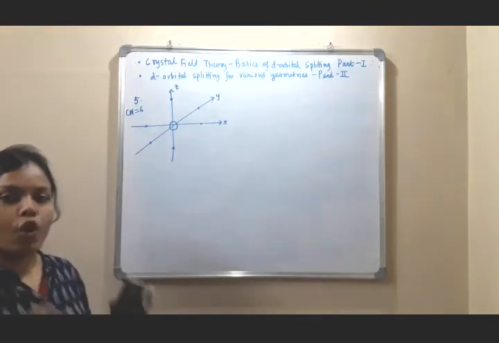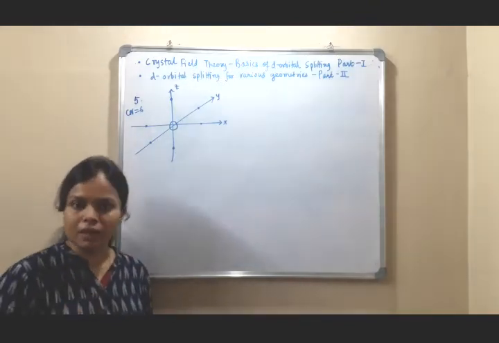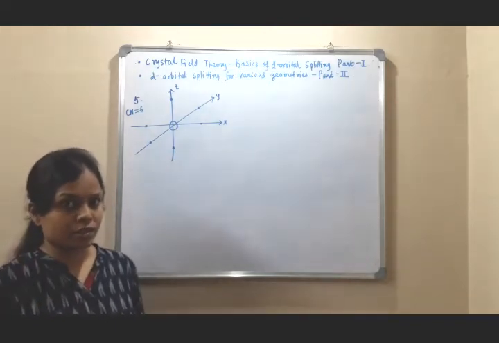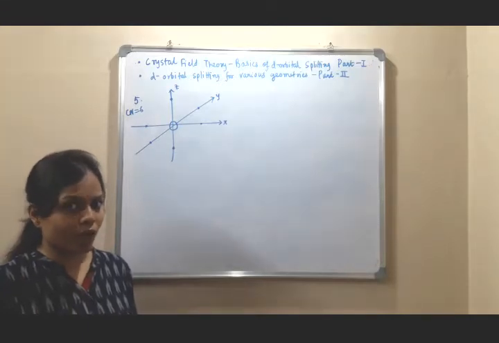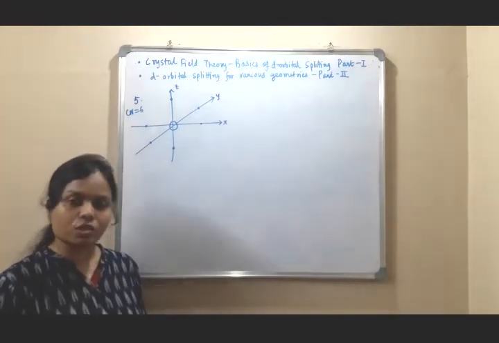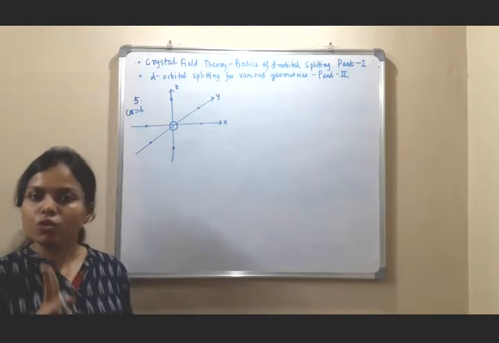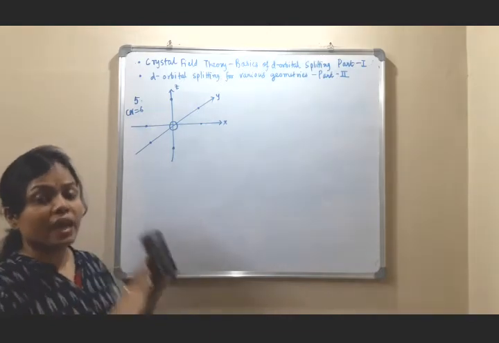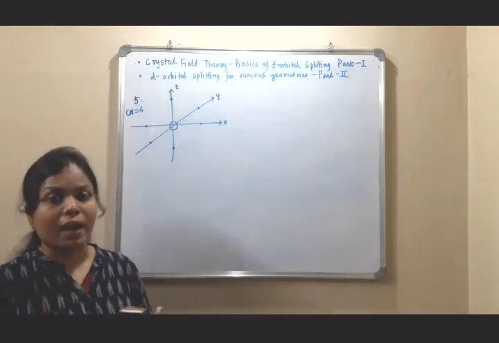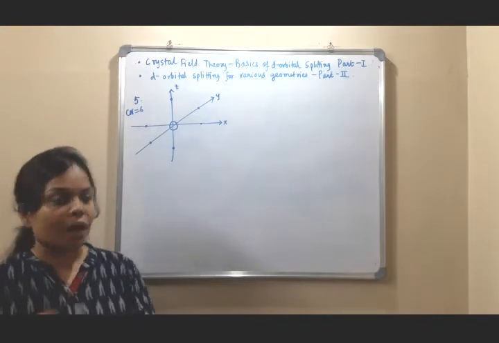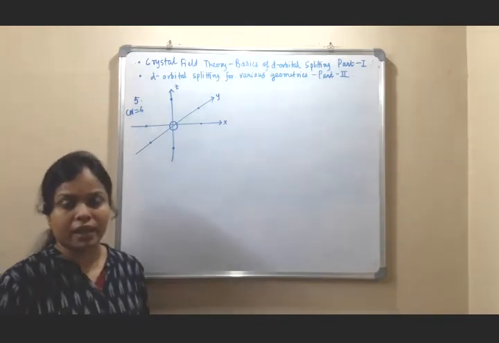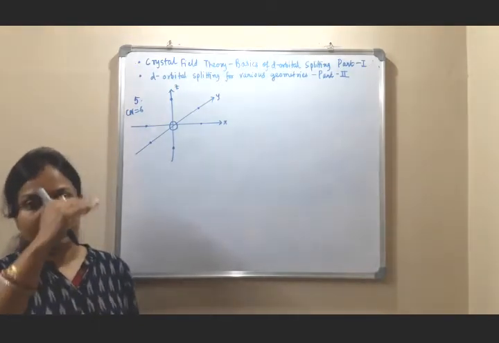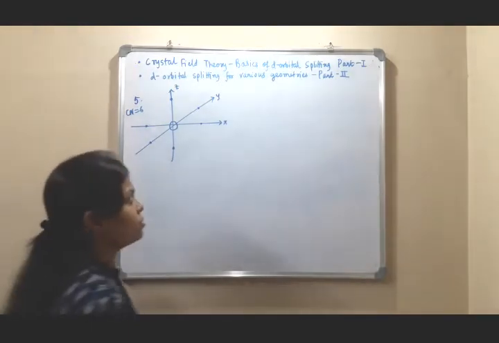Now what will happen? Obviously the metal d-orbitals which have lobes directly along the coordinate axis. That means which two orbitals? You all know, dx square minus y square and dz square. These two orbitals only have lobes along the coordinate axis. So they will be repelled strongly by the ligand field compared to the other 3 orbitals, that means dxz, dyz and dxy, and thus they will be stabilized in order to maintain the barycentre rule.